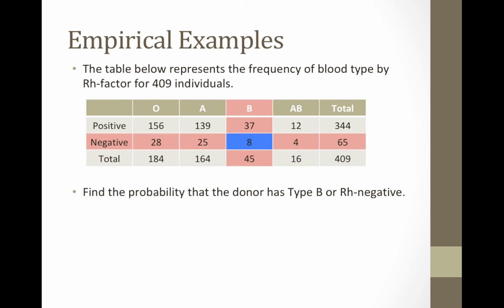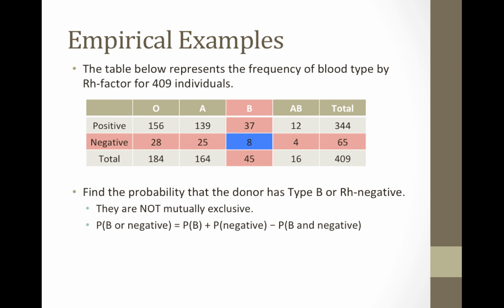All right, what about find the probability that the donor has type B or Rh negative blood? Now, is there such a thing as having type B and Rh negative? And the answer is yes. All right, so these events are not mutually exclusive. And we can see that because I have colored that cell blue. Those 8 people are negative and type B, right? That's the overlap. So since they are not mutually exclusive, we need to take the probability of B plus the probability of negative minus the probability of B and negative. What is our probability of B? We've got 45 over 409. What's our probability of negative? We have 65 over 409. And then again, that blue cell, that 8, has been counted twice. It's in the overlap. So we have to subtract out 8 over 409, giving us 102 over 409.